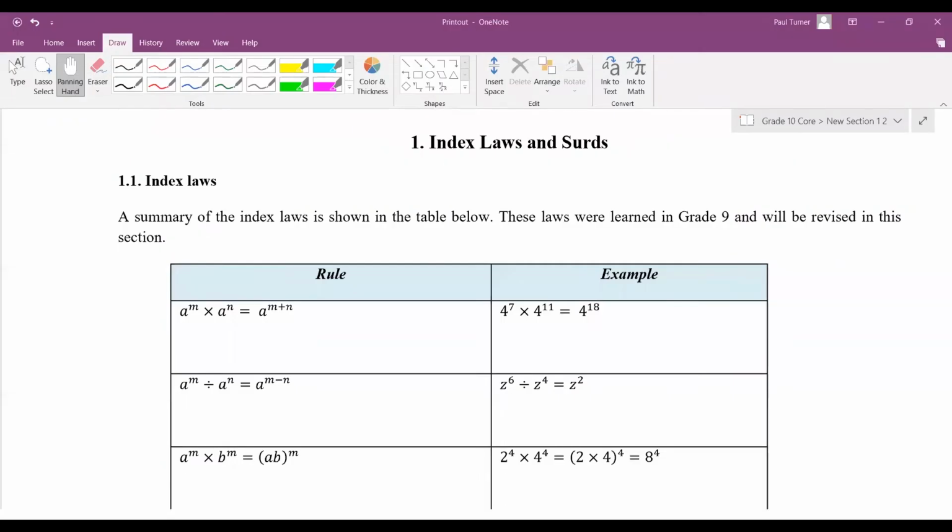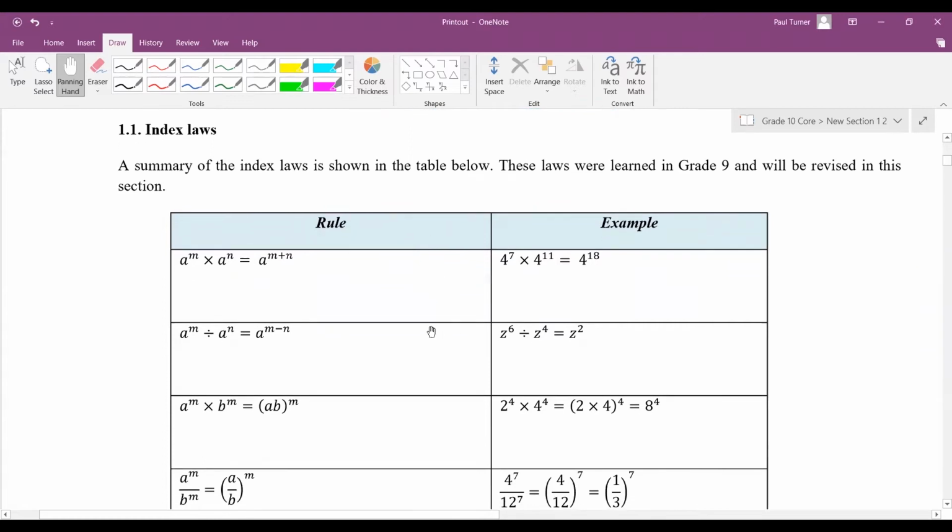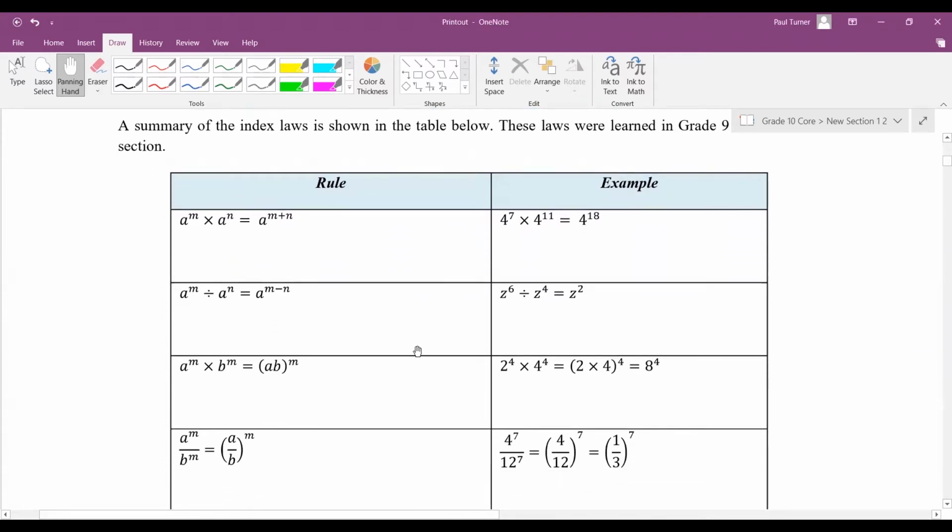Okay, so the first section is on index laws. Actually, in grade 9, because last year you used the textbook, we really didn't do any of this last year. So you're a little bit behind the previous year, who didn't use the textbook, because I taught a lot of this in grade 9, but it wasn't actually in your textbook, was it? So we'll go through the basic rules here quickly.